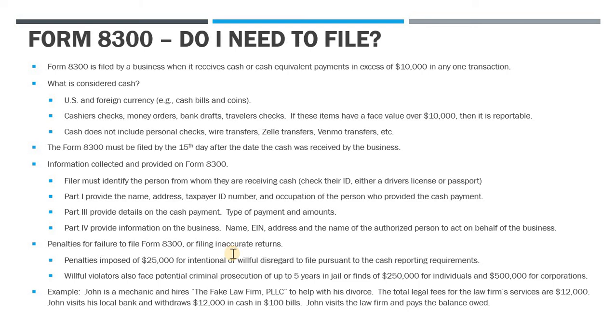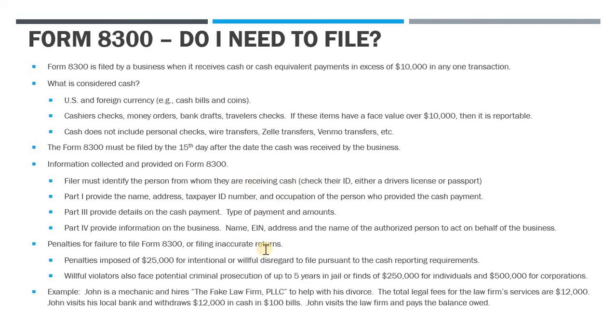And in certain cases, although albeit rare, willful violators can face potential criminal penalties. Criminal prosecution by the DOJ can occur, where you're looking at up to 5 years in jail, or $250K or $500K in fines, depending on the structure of your business. So pretty severe, stiff penalties. Lesson learned here is if you're going to receive cash, make sure you're filing these forms.